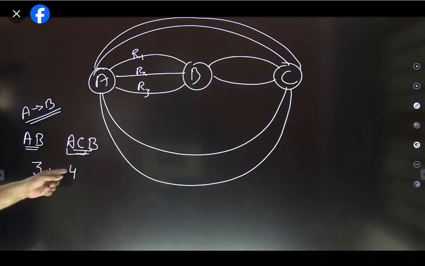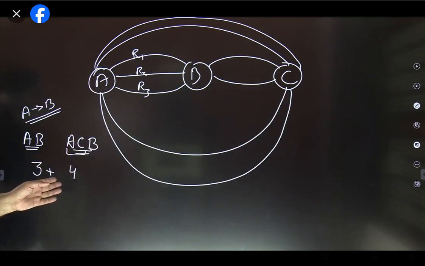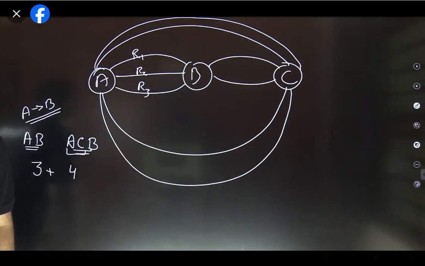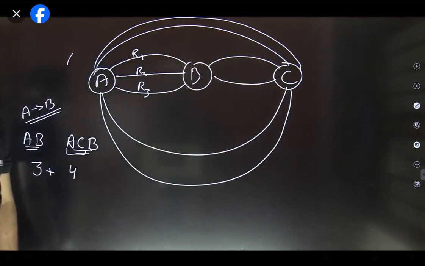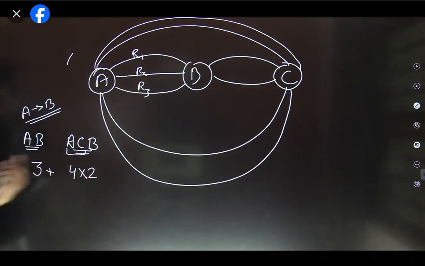So are these 2 paths to be added to this 4 or multiplied? We just did that earlier. In this 4, the C to B 2 paths, do they need to be added or multiplied? That will be multiplied. Yes, we just did that. For each of these 4 paths, there are further 2 ways to go from C to B. So it comes out to be 4 multiplied by 2. Any doubt in this point so far?